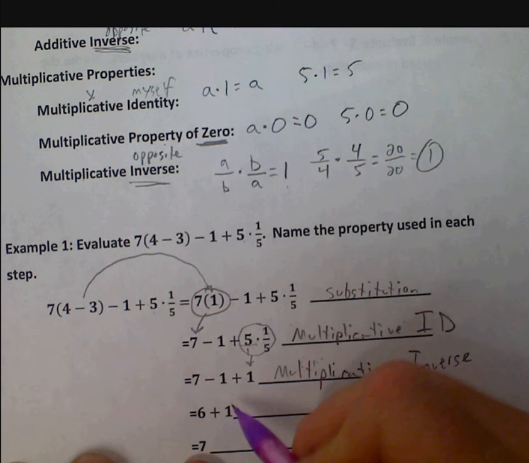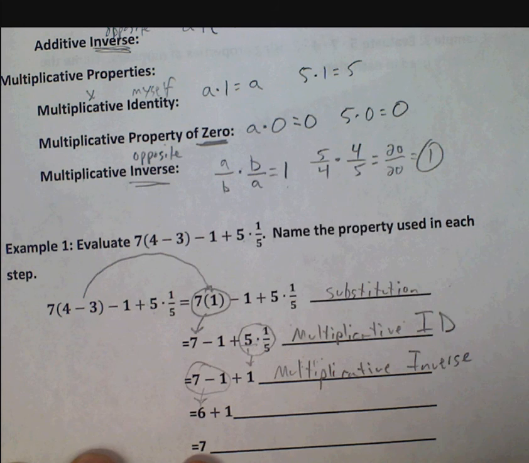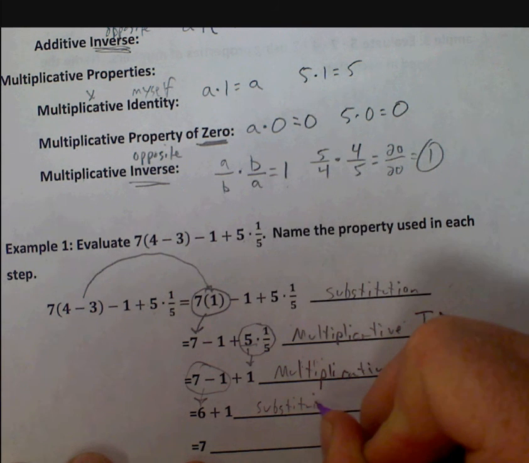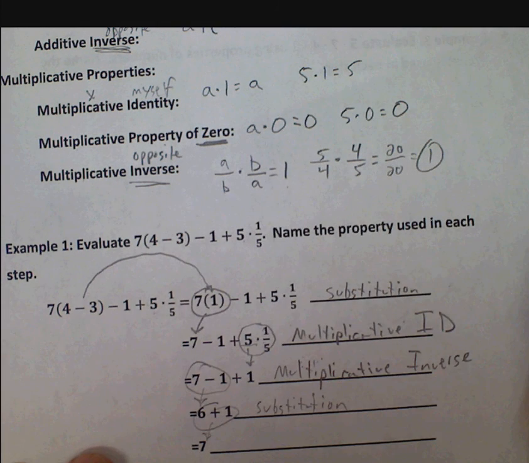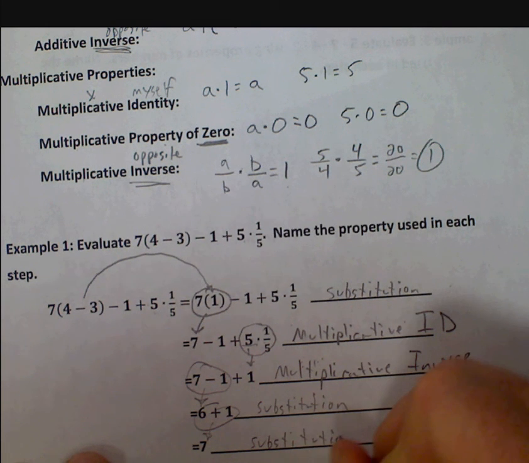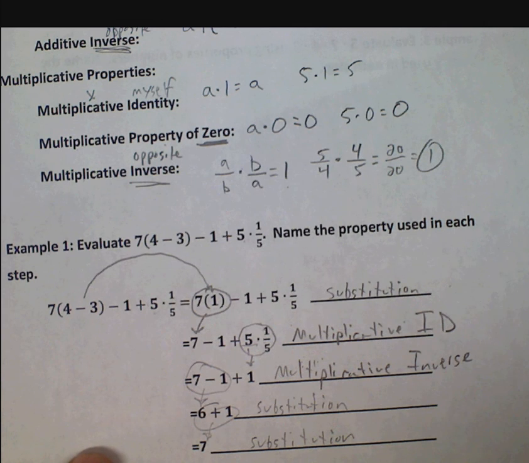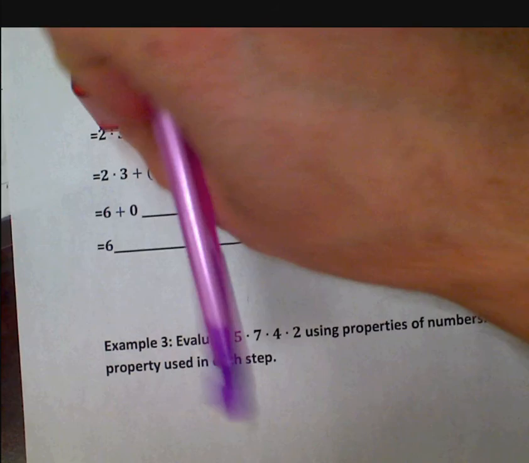Then they say 7 minus 1 becomes 6. Well, that's substitution. There's no other property. And then 6 plus 1 becomes 7. Substitution. Those are the steps in which we use to solve the problem. Go ahead and try 1A by yourself.